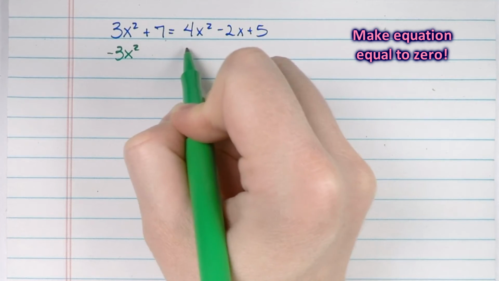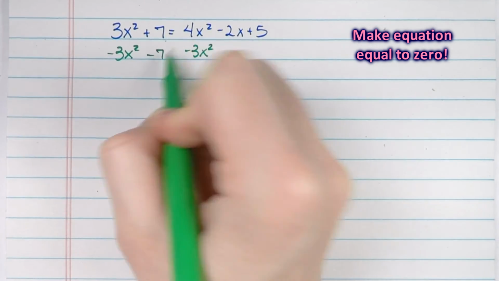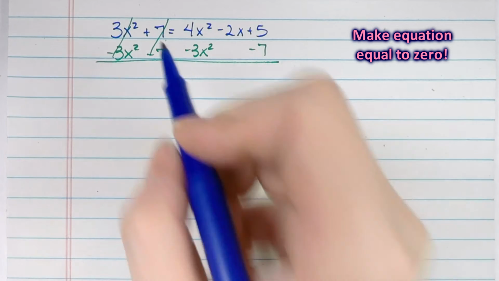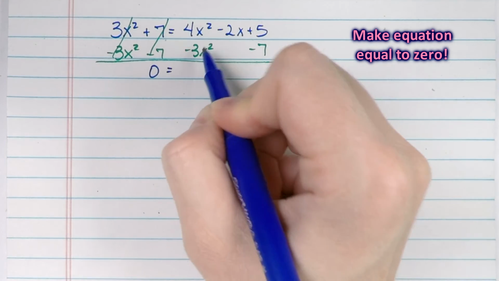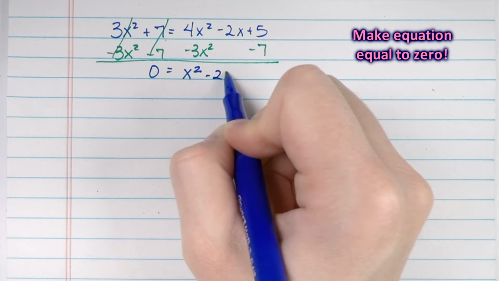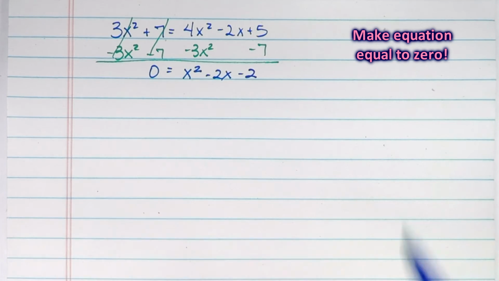So I'm going to subtract 3x squared from both sides, and I'm also going to subtract 7. That way everything on the left side cancels out, so I get 0 on the left side, which is what I wanted. 4x squared minus 3x squared gives us 1x squared, or just x squared. I'm going to bring down the negative 2x, and then 5 minus 7 gives us negative 2.